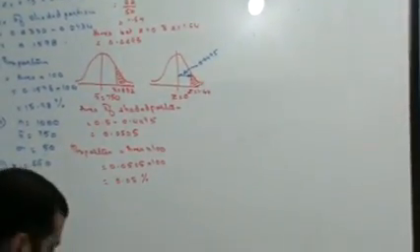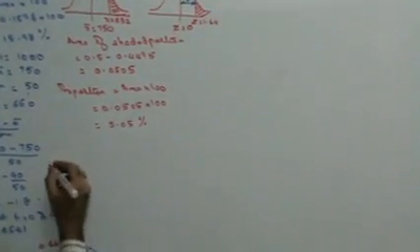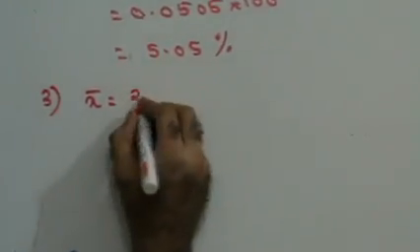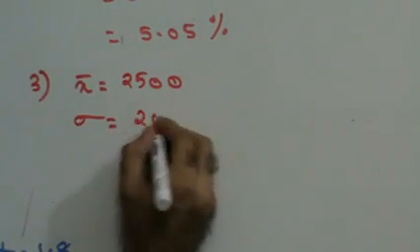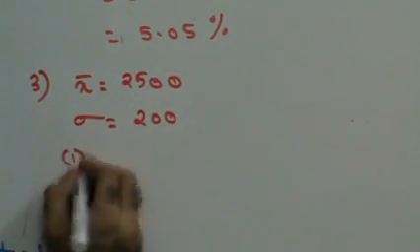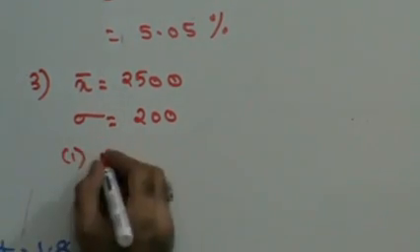The data given to me: the life of the bulb has a mean of 2500 hours, right? And standard deviation is given to you as 200. First part of the question: how many bulbs have life less than 2400 hours?